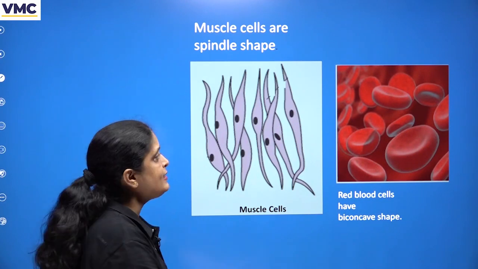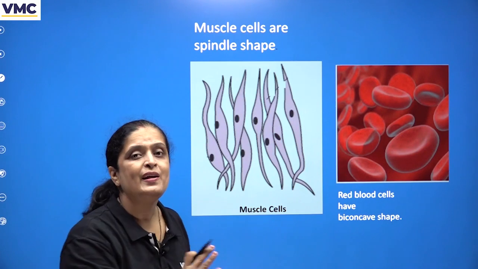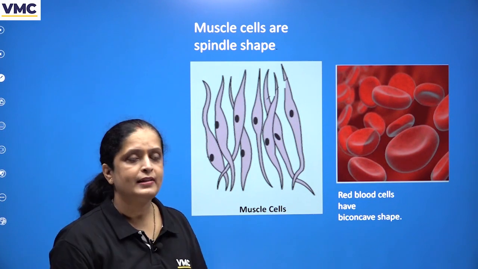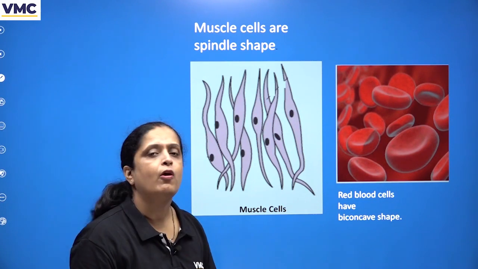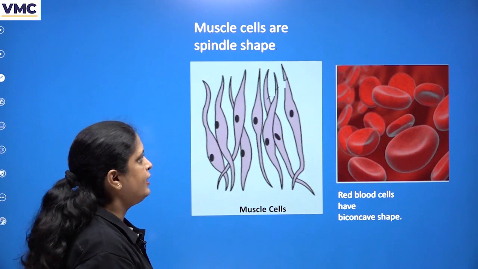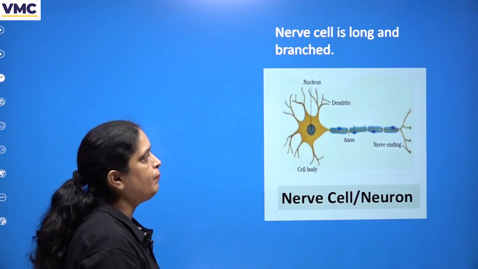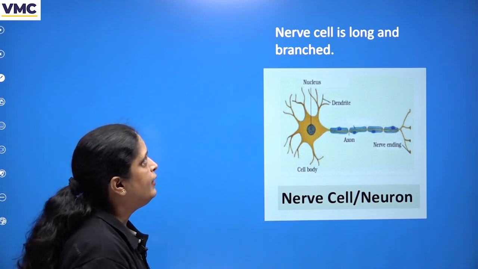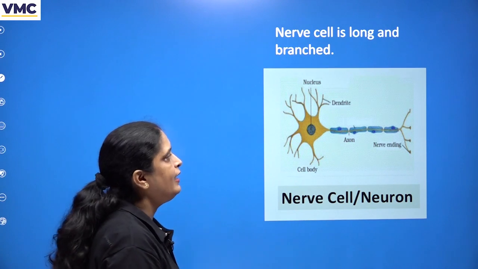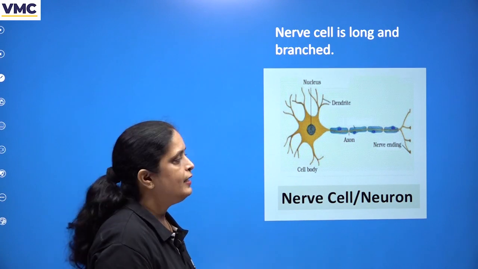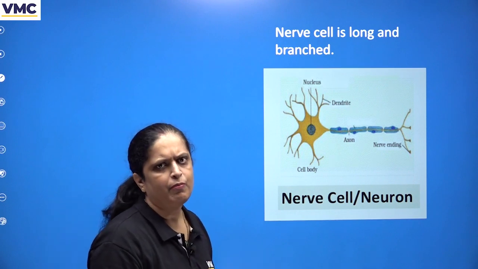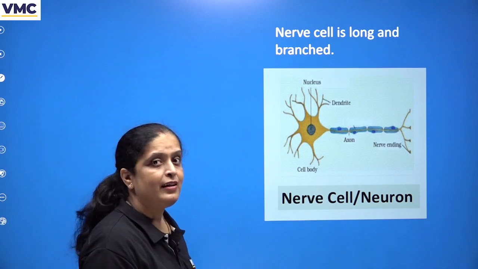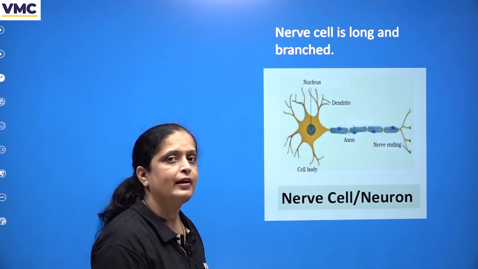Muscle cells. These are cells which have spindle shape. And the RBC, red blood cell, has a disc shape or a biconcave shape. All this shape is for the function that they perform. The necessity is according to the function that they perform. Nerve cell is the longest cell in a human body. Nerve cell is the longest cell in any multicellular body, I would say. But yes, in the human body, nerve cell is the longest and it is a branched cell for the function that it performs.